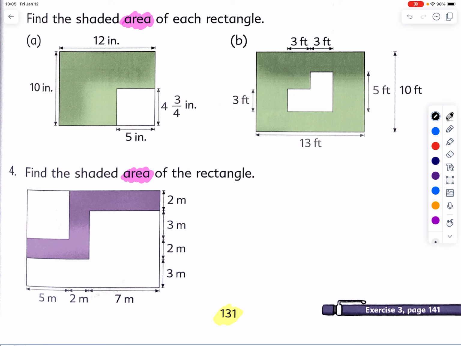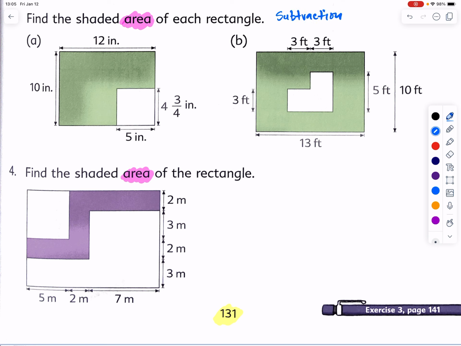Let's consider part A first. We have a rectangle that has an L shape. You can think of it as an L shape. Now, I invite you, in order to find an area, use subtraction. Subtraction as our strategy.